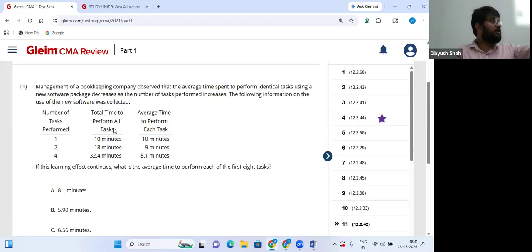Remind me, I will give 11 as homework tomorrow. This I will give as homework tomorrow, not today. Tomorrow I will give, but remind me. After solving 9, I will give this as homework.